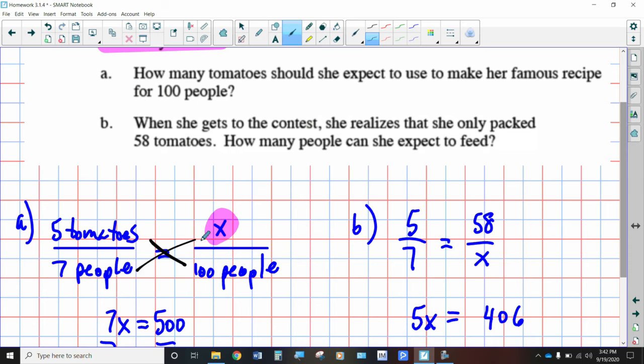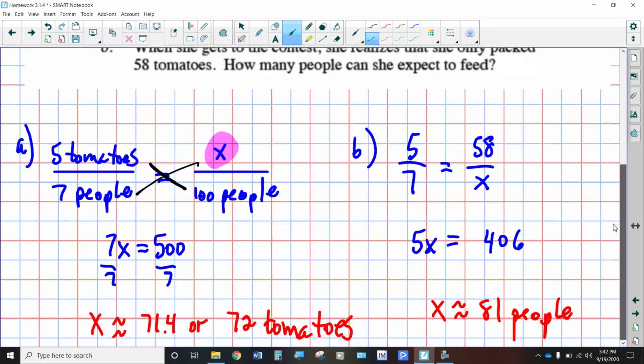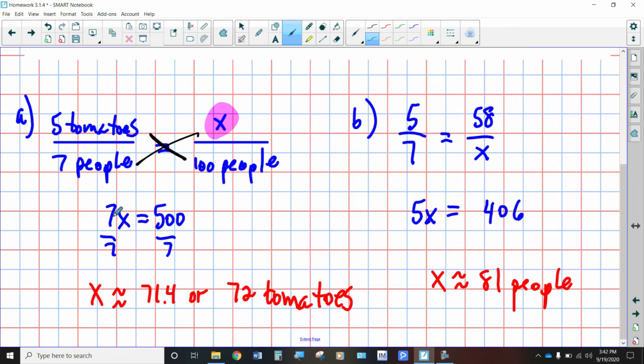So I would recommend doing the cross multiplication. That works easiest when you've got unfriendly numbers and you just use your calculator. 7 times x is 7x, 5 times 100 is 500, and now we will take 500 and divide it by 7 to figure out what x is. In this case, it gives you a decimal number. So technically this would round down to 71, but then 71 wouldn't take care of 100 people. So you'd want a 72nd tomato to guarantee that you'd have enough chili for 100 people.